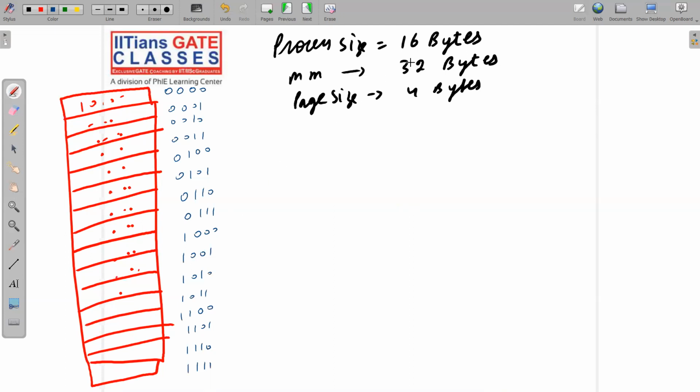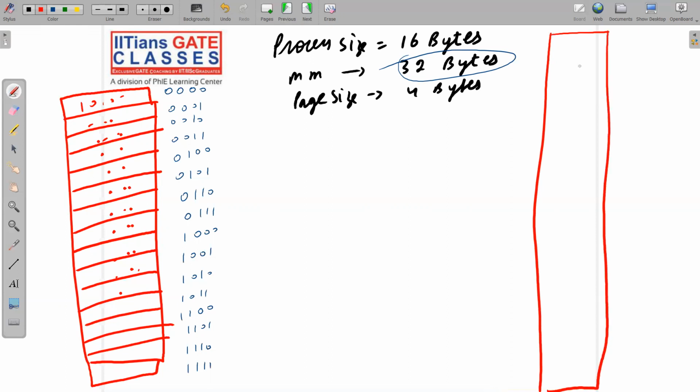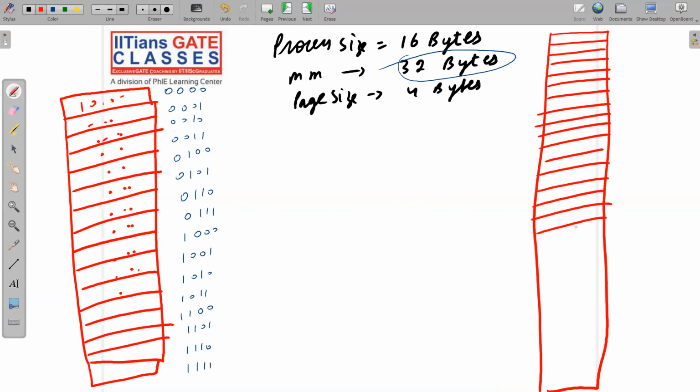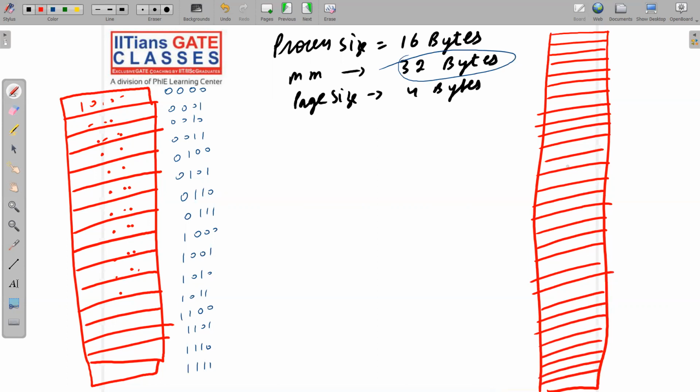Okay, and main memory is of 32 bytes, so sorry, main memory is of 32 bytes. So let us first build the 32 bytes. Obviously it will be quite difficult for me to make it, so I will make it logically. Let us suppose 1, 2, 3, 4, 5, 6, 7, 8, 9, 10, 11, 12, 13, 14, 15, 16, 17, 18, 19, 20, 21, 22, 23, 24, 25, 26, 27, 28.